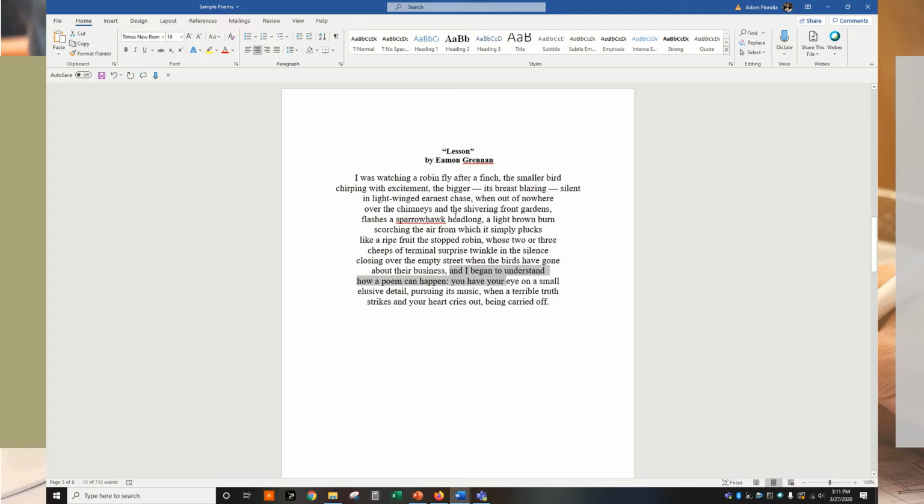We go back to first person. This was basically a scene of birds. A lot of nice imagery there, but it was a guy watching birds, and now we come back to the guy. I begin to understand how a poem can happen. Colon. Here's the second independent clause of the sentence. So it is one sentence, but it's two independent clauses. One really long one, and then one after the colon as a lesson.